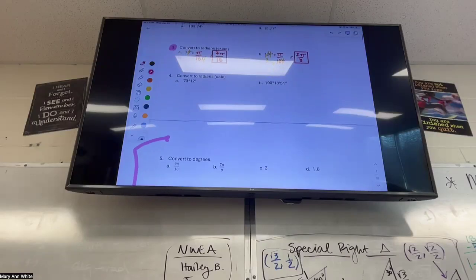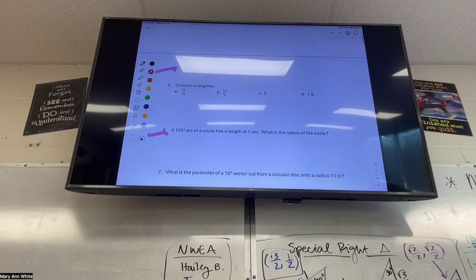Okay. Let's keep it moving. We'll do degrees, minutes, seconds tomorrow. Let's go to number 5. Let's convert those degrees into radians, okay? Or those radians into degrees. These are radians and we want them to be degrees. So we're going to multiply all of them by 180 over pi.